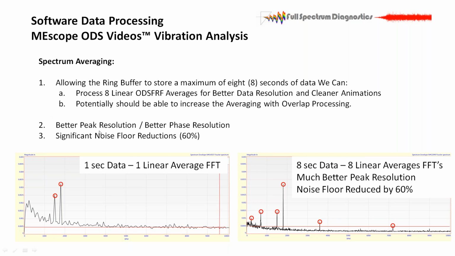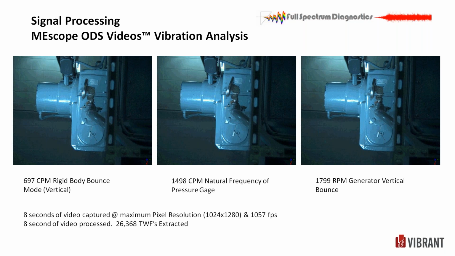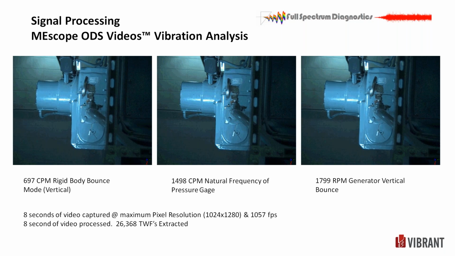Speaking of which, better peak resolution, better phase resolution. So if we do this right with an ODS FRF function, we should be able to average the phase as well and get a nice total response and noise reduction. What does it do for you as far as the video? Not much. Okay, signal processing, that's great.